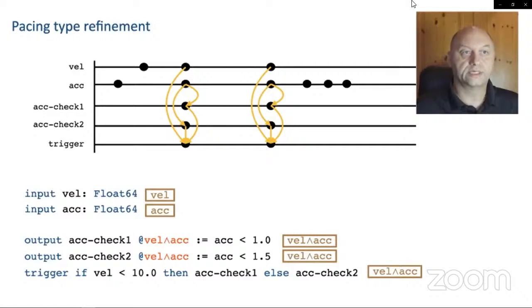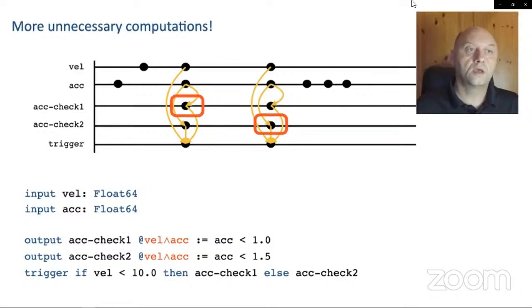So this looks pretty good already. A lot of unnecessary computations have disappeared. However, if we take a closer look at the remaining computations, then we see that there is still some unnecessary work going on. Whenever the trigger condition is evaluated, both acceleration check 1 and acceleration check 2 are evaluated. Actually, that's too much. We only need one of those two checks, namely check 1 if the velocity is below 10 and check 2 otherwise. This unnecessary computation cannot be eliminated by the pacing type refinement because the information which check is actually needed is not available statically.